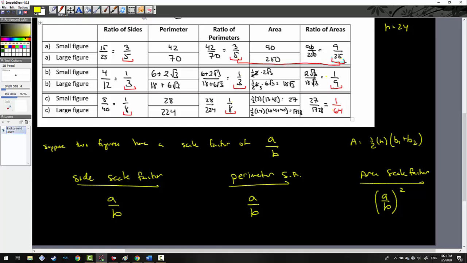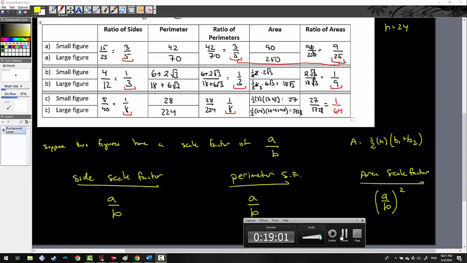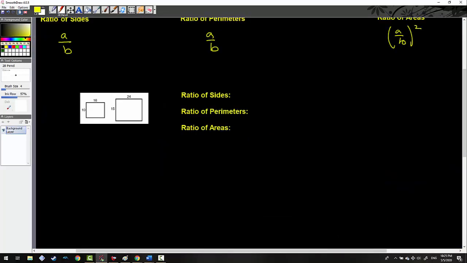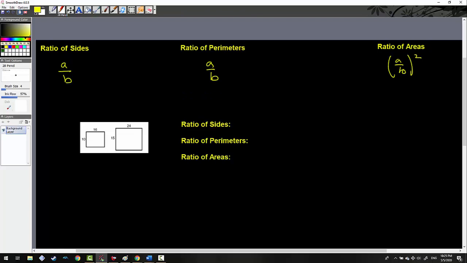So how does this get played out in actual problems? Let me clean up the board and I will show it to you. Let's take a look at one example here. This one's going to be pretty easy. We're just going to figure out the ratio of the sides, the ratio of the perimeters, and the ratio of the areas. Now I diagrammed this one more time up top here, so if you need to write it down, go ahead and write it down now.